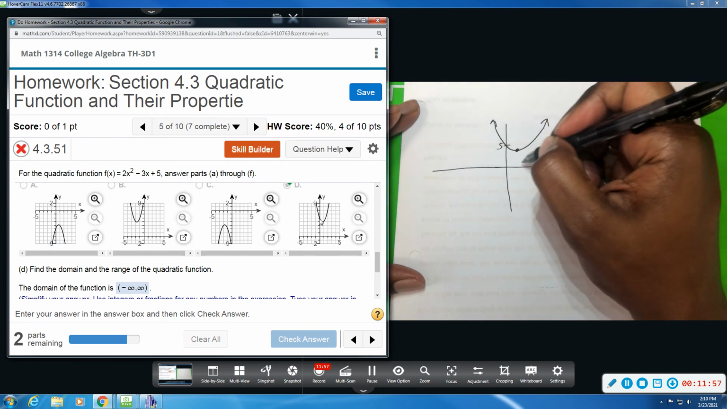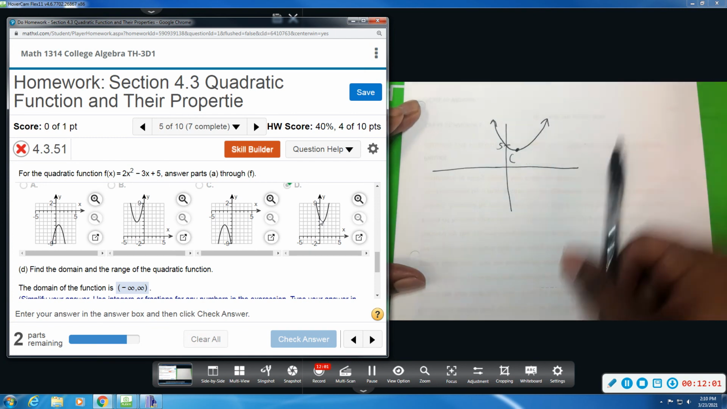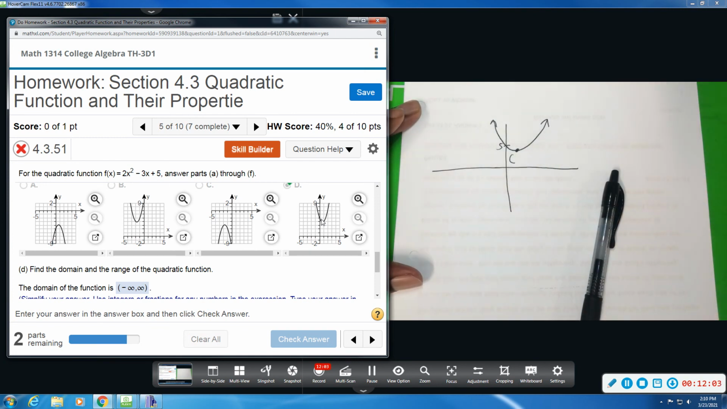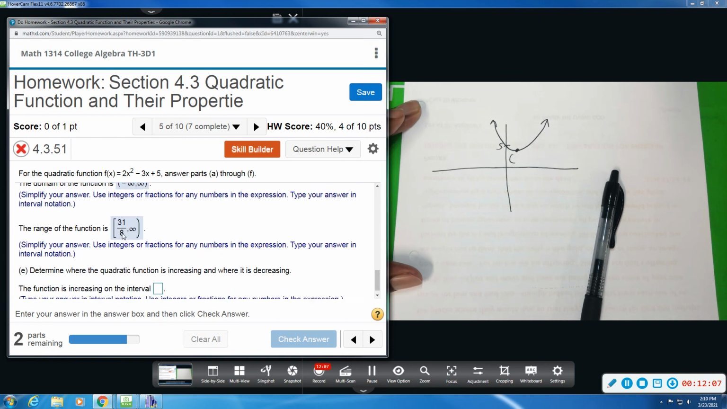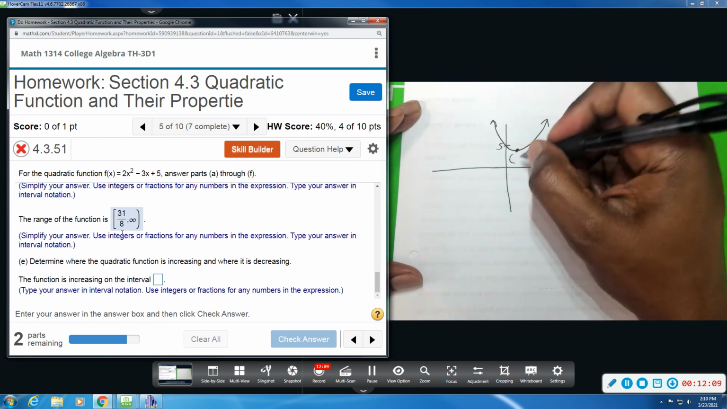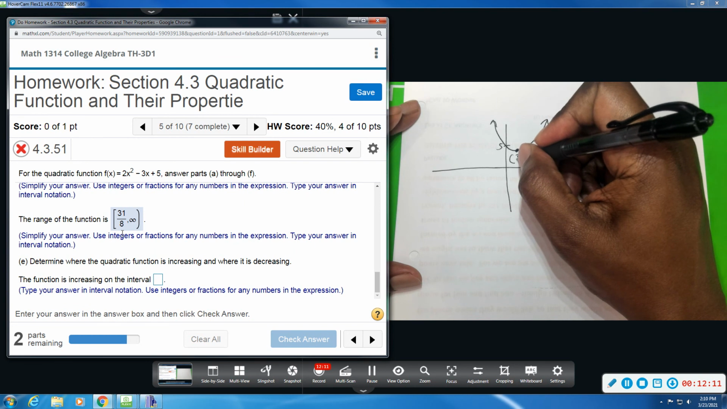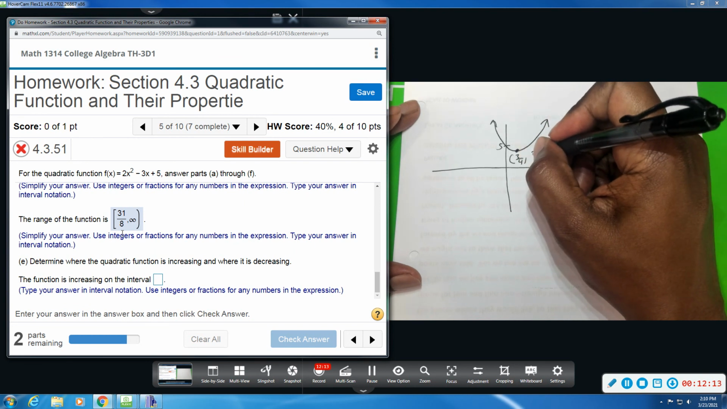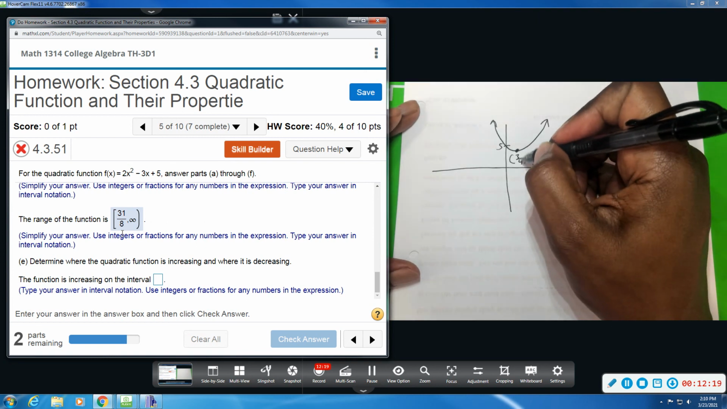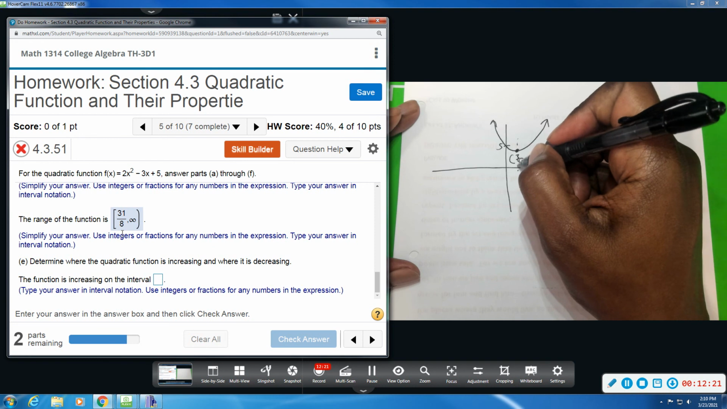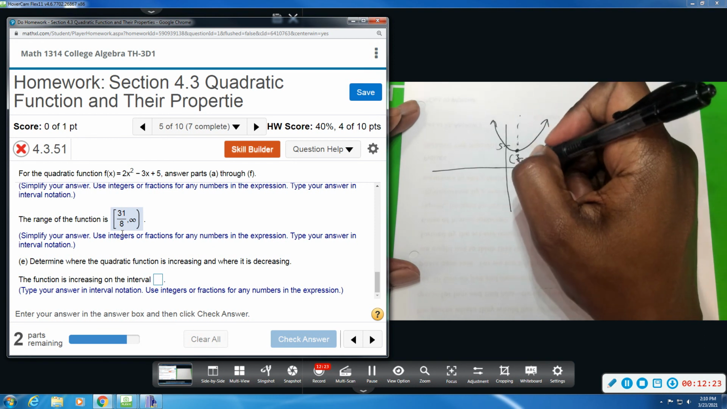This vertex point is, what was that? 3/4 and 31/8. I'm going to label that. This is 3/4, 31/8. Why did I say 78? 31/8. This is the x value right here. X value, 3/4.